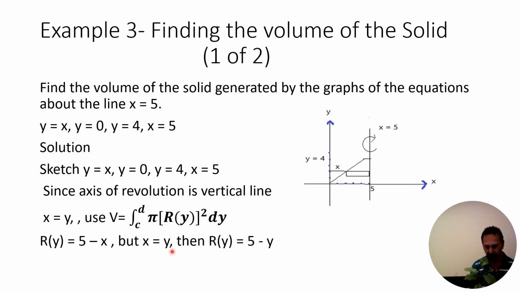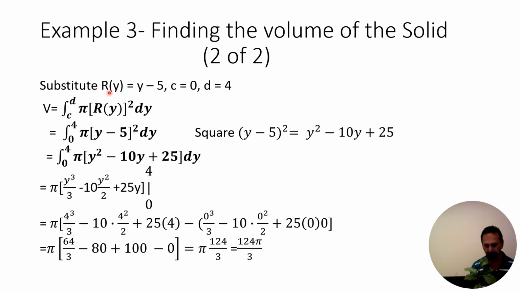But x equals y, from this equation. So r(y) equals 5 minus y. So now we substitute c equals 0, d equals 4, and r(y) equals 5 minus y in this formula. So it becomes the integral from 0 to 4 of pi times (y minus 5) squared dy.